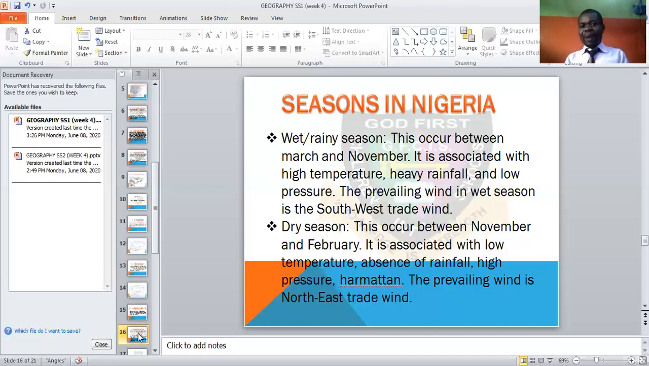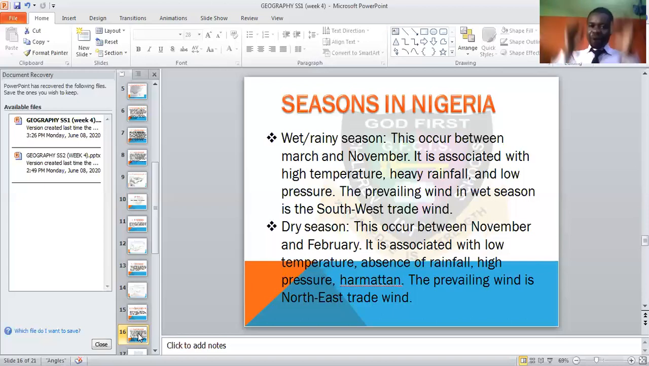It is associated with high temperature. During rainy season, that's the period we are in, we begin to have high temperature, heat. This period now we have heat, then we have rainfall and low pressure. The prevailing wind that blows this period is the southwest trade wind, the wind that brings rainfall from the south towards the west. That is the one I've discussed with you before now.